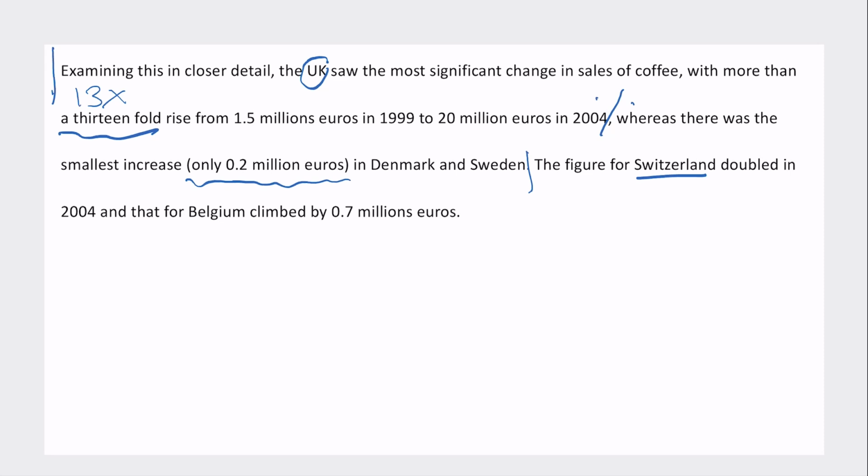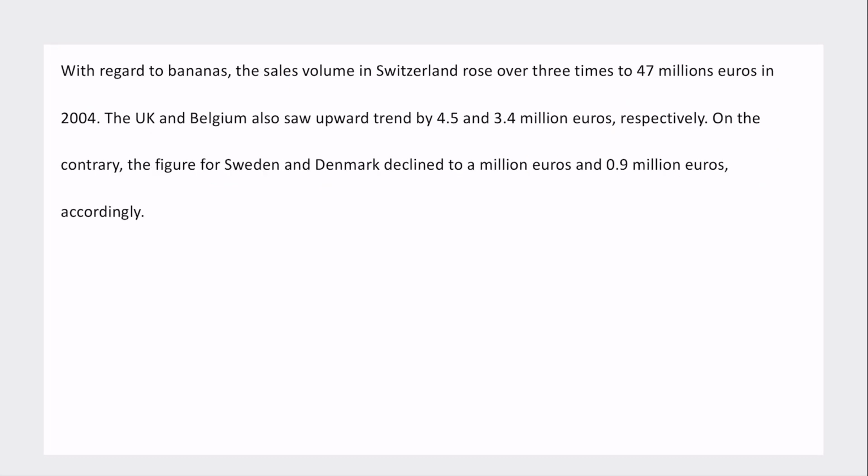So let's look at the last sentence. The figure for Switzerland doubled in 2004, and that for Belgium climbed by 0.7 million euros. Yep, so then they've given the details of it. We've got doubled, which of course means times 2, and then climbed by. So lots of different paraphrasing, lots of different vocabulary here. I think it looks really good.